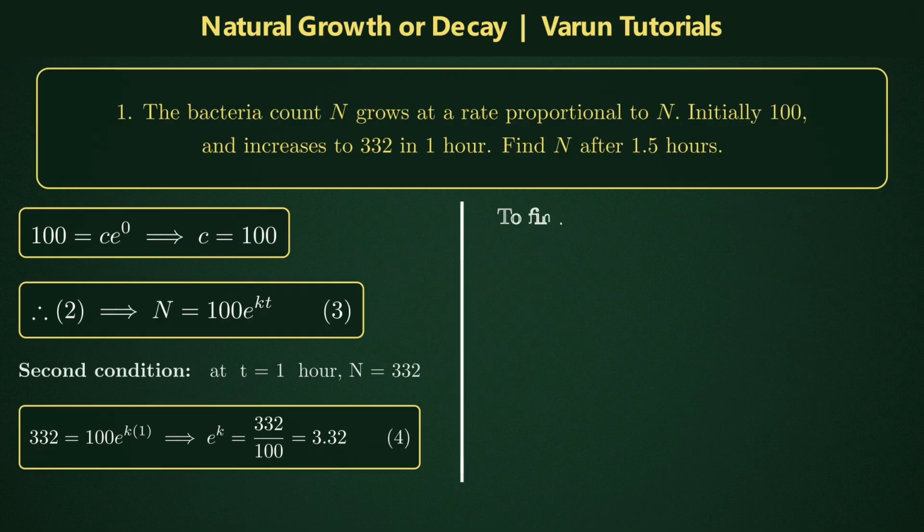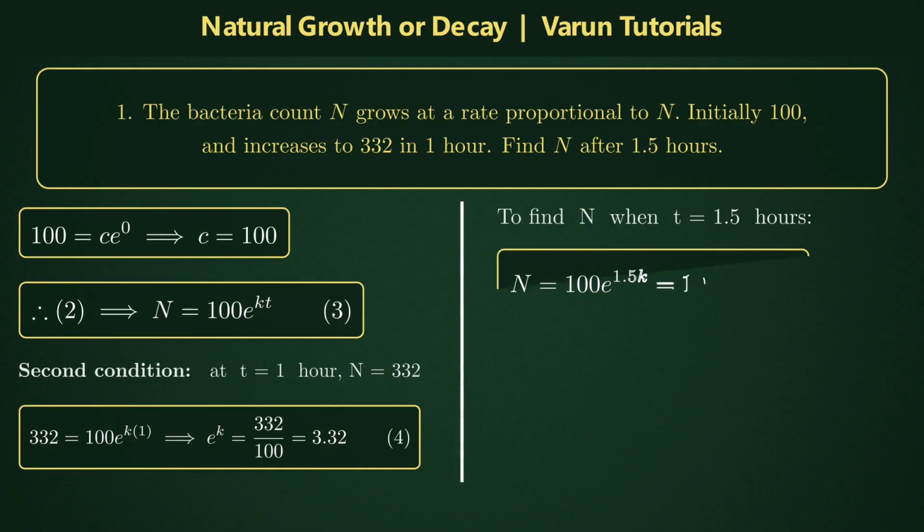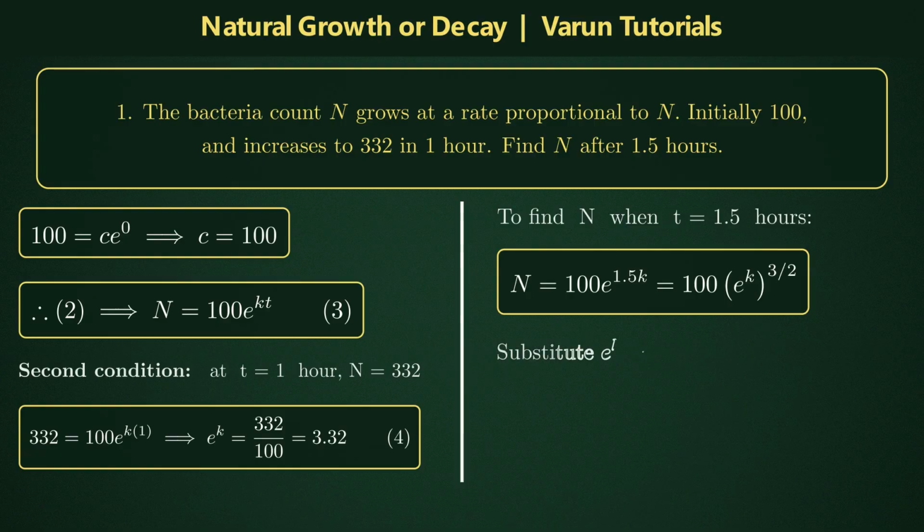Now, we want to find the number of bacteria after 1.5 hours, which is t equals 1.5 hours. Substituting t equals 1.5 into equation 3, we get n equals 100 times e to the power of 1.5 k, which can be rewritten as 100 times the quantity e to the power of k raised to the power of 3 over 2. Substituting the value of e to the power of k from equation 4 into this expression, we get n equals 100 times 3.32 raised to the power of 1.5.